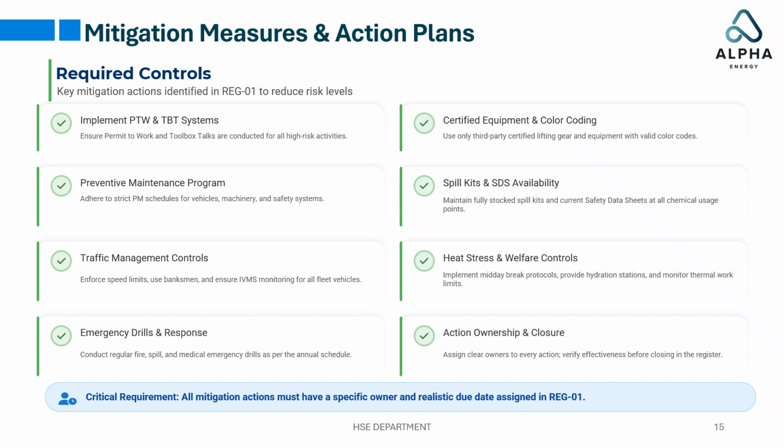Heat stress and welfare controls must also be implemented, including midday break protocols, hydration stations, and monitoring of thermal work limits. Finally, action ownership and closure must be clearly defined by assigning responsible persons for each mitigation action and verifying effectiveness before closing the action in the register. A critical requirement is that all mitigation actions must have a specific owner and a realistic due date recorded in Reg 01 to ensure accountability and timely implementation.